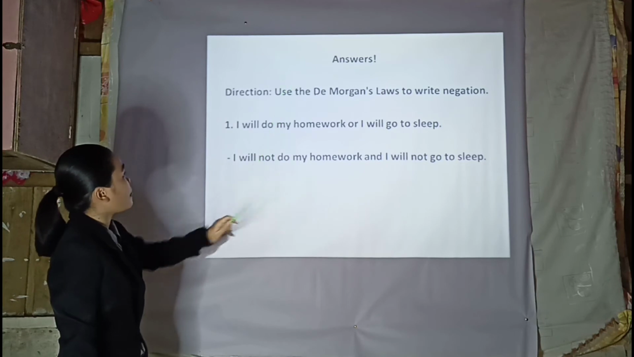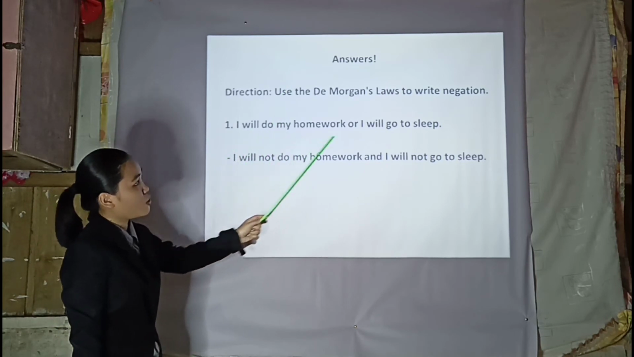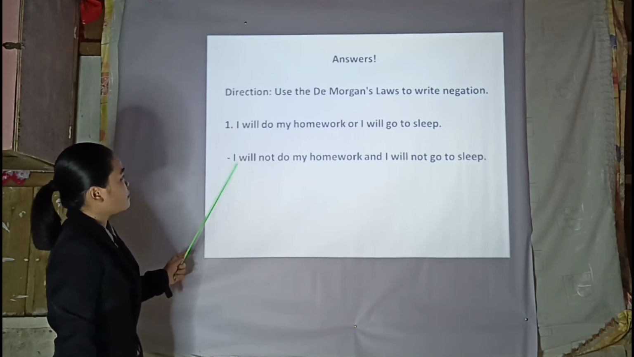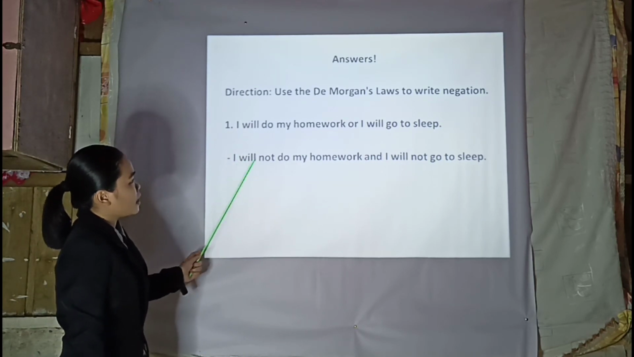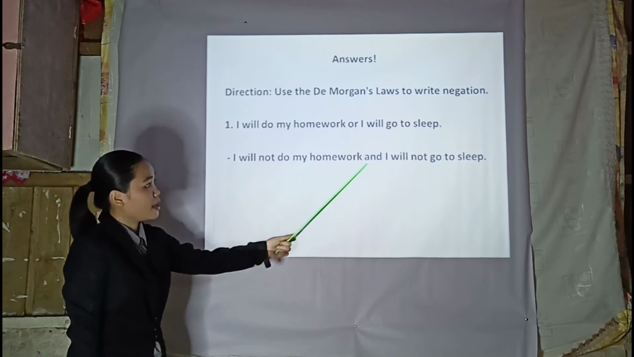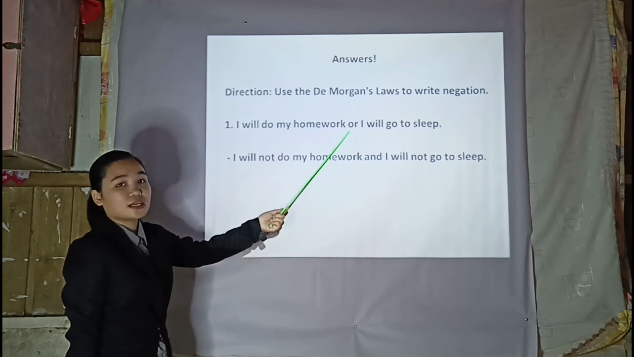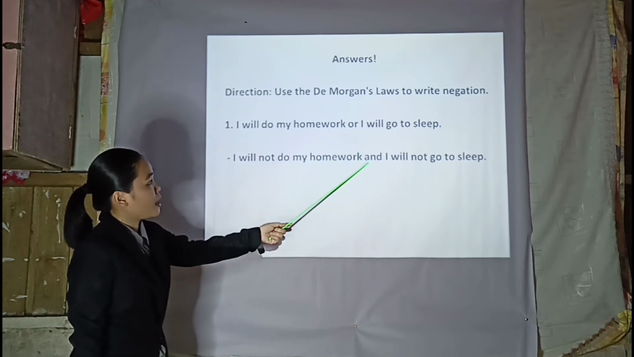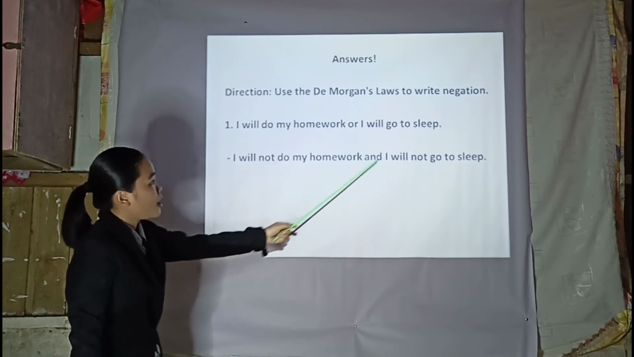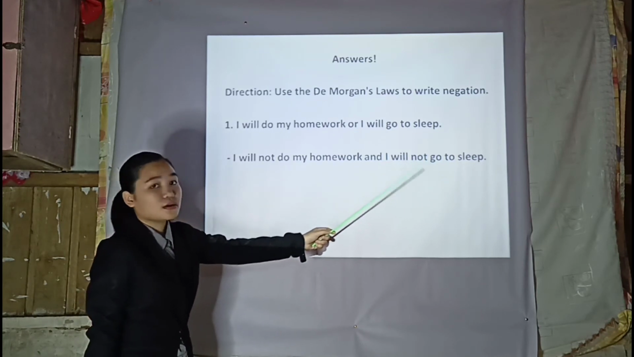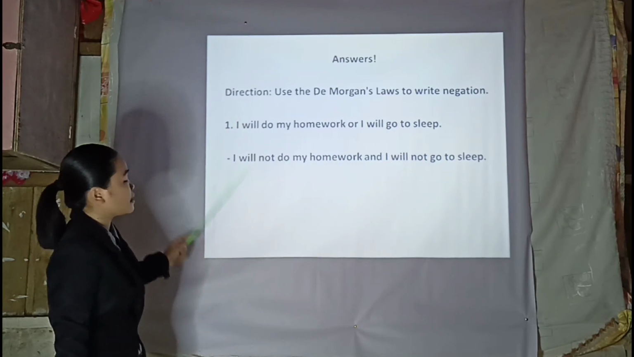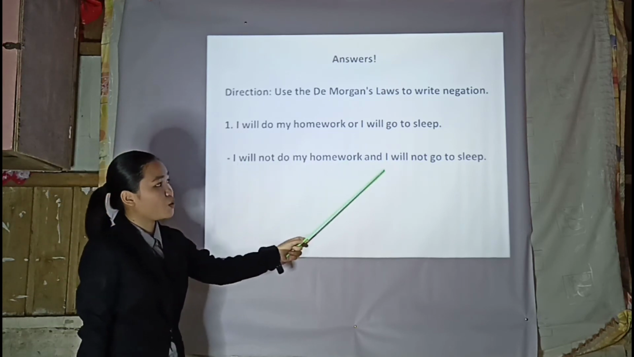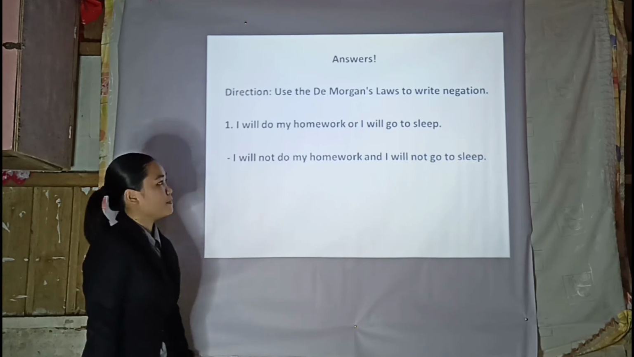The first: I will do my homework or I will go to sleep. The negation will become I will not do my homework, and since we are using an or connective here, it will become and I will not go to sleep. So from this positive statement, it will become negative: I will not do my homework and I will not go to sleep.